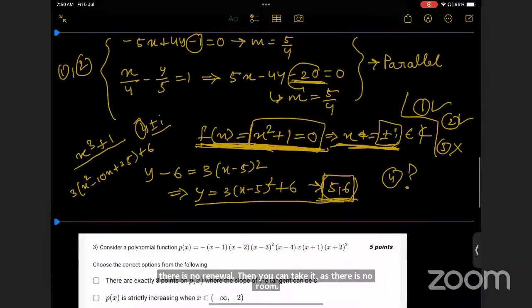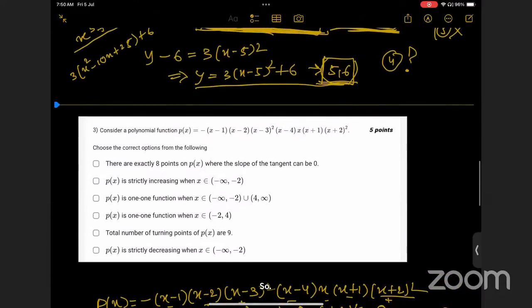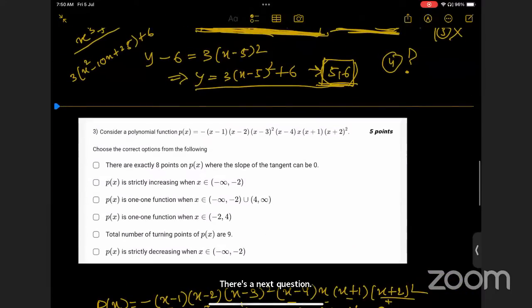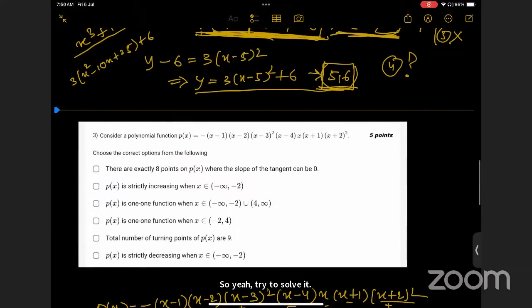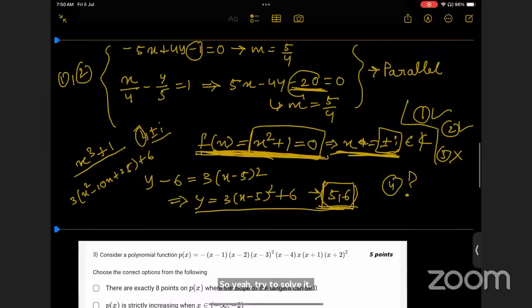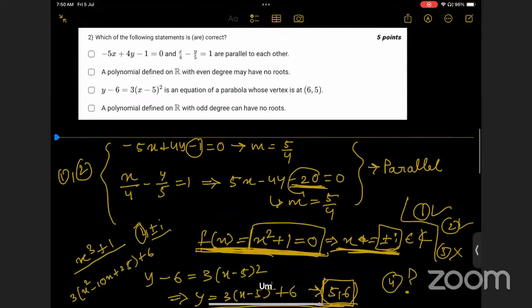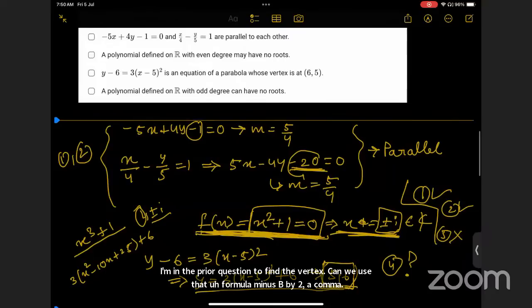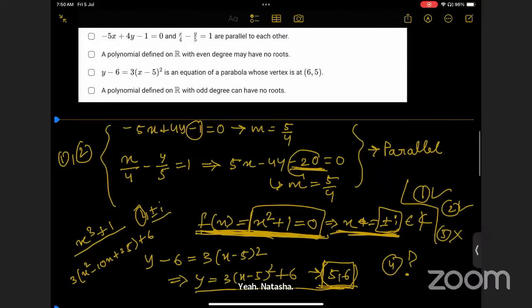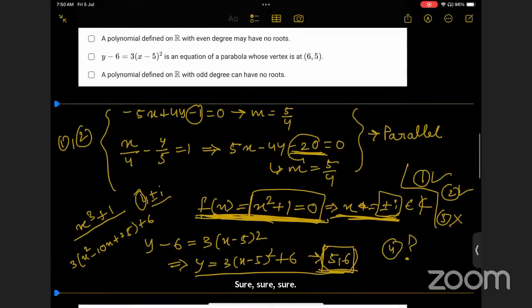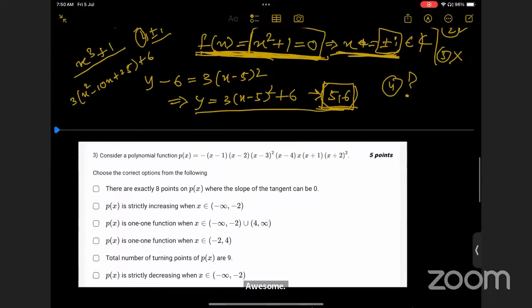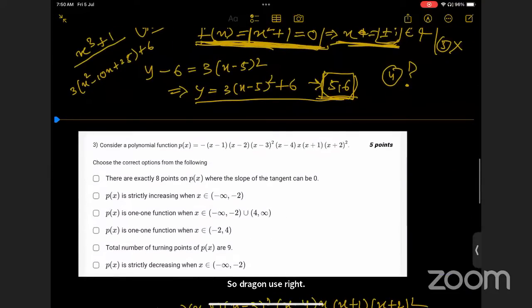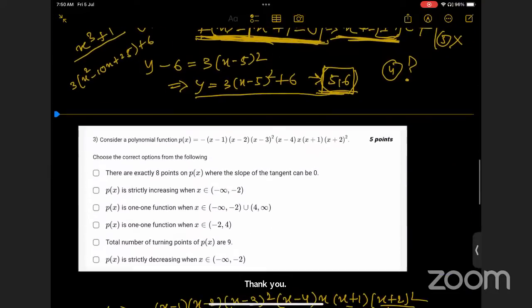So let us look at the next question. Yes, ma'am. Try to solve it. Ma'am, in the prior question, to find the vertex, can we use the formula minus b by 2a, comma 4ac minus b square by 4a square? Sure. But I am getting 2 there. Then you have made some calculation mistake, so calculate it again. Okay. So this is the next question.